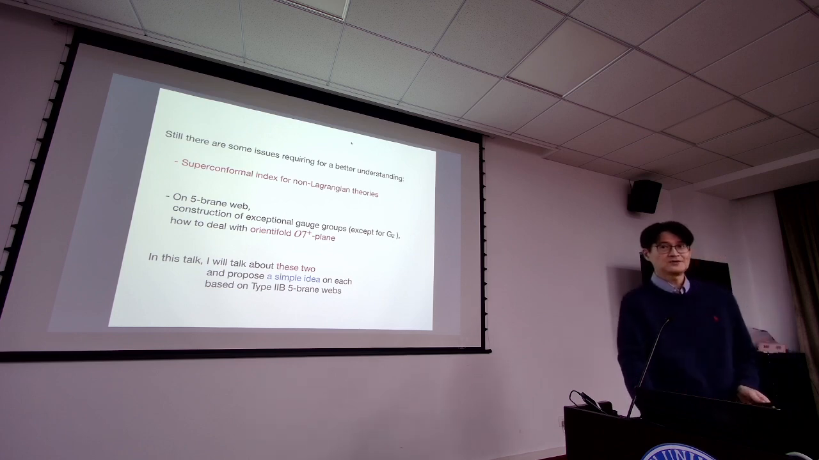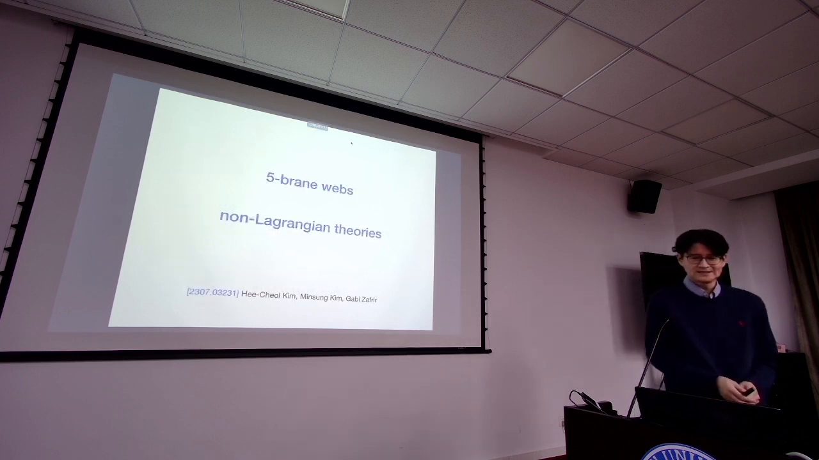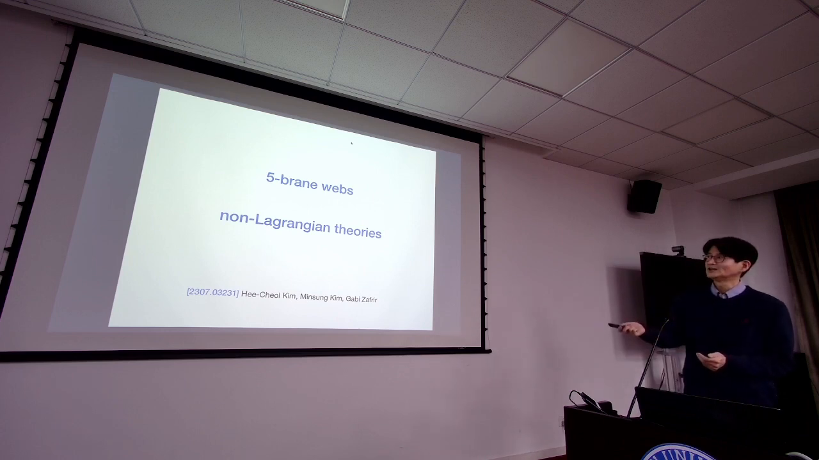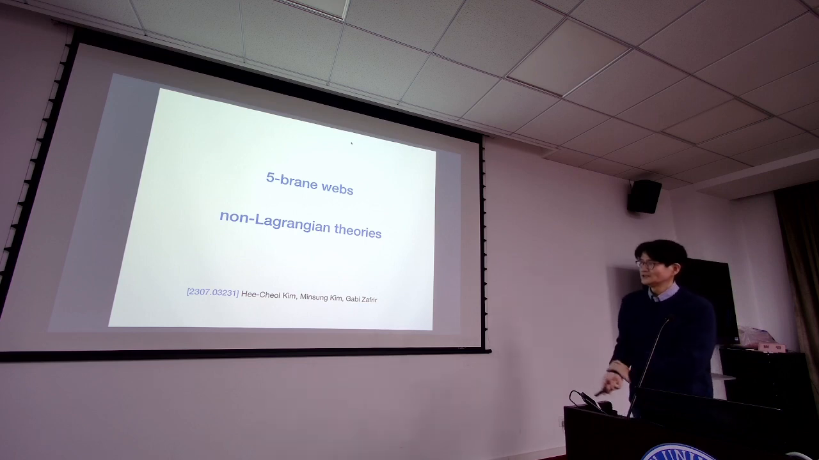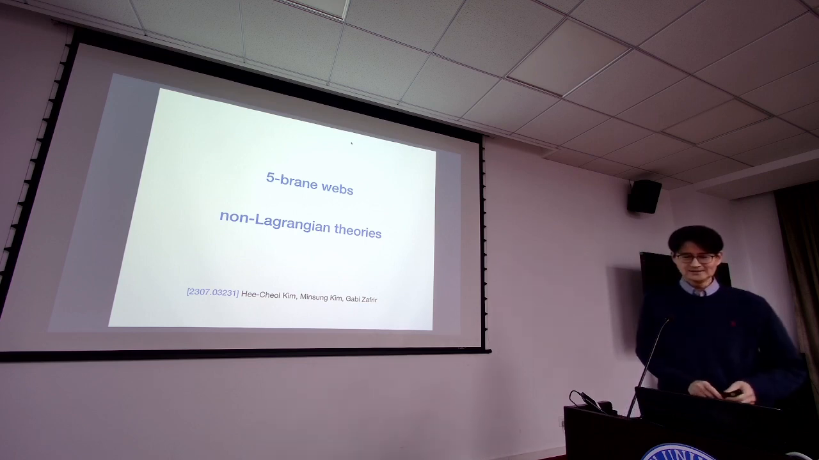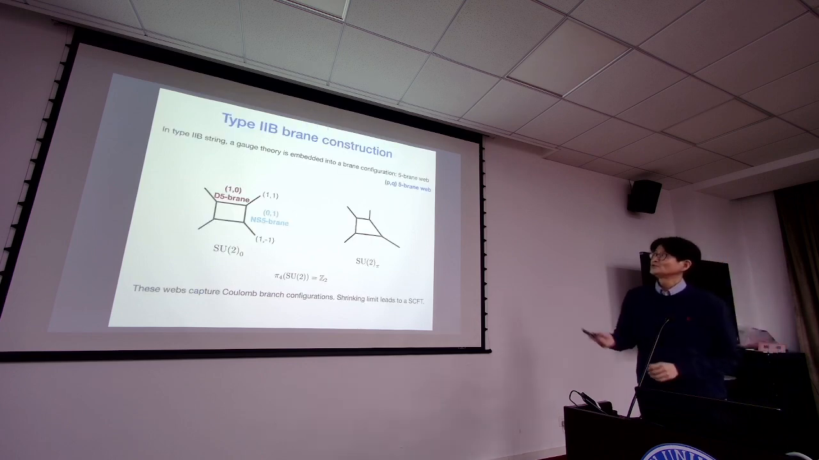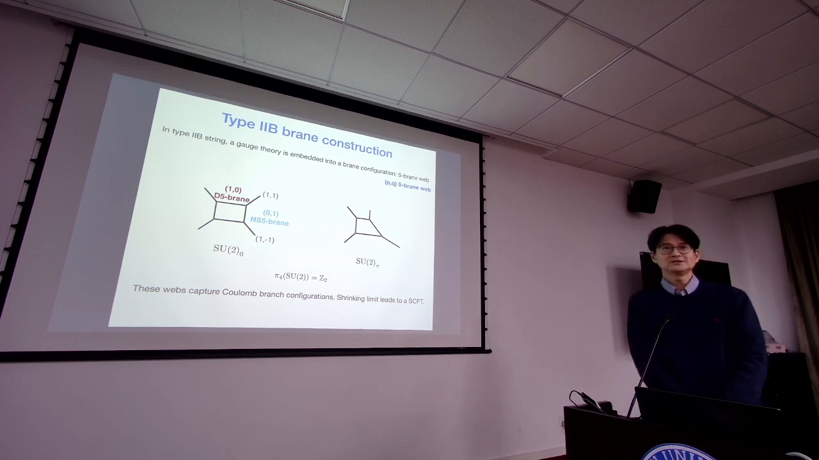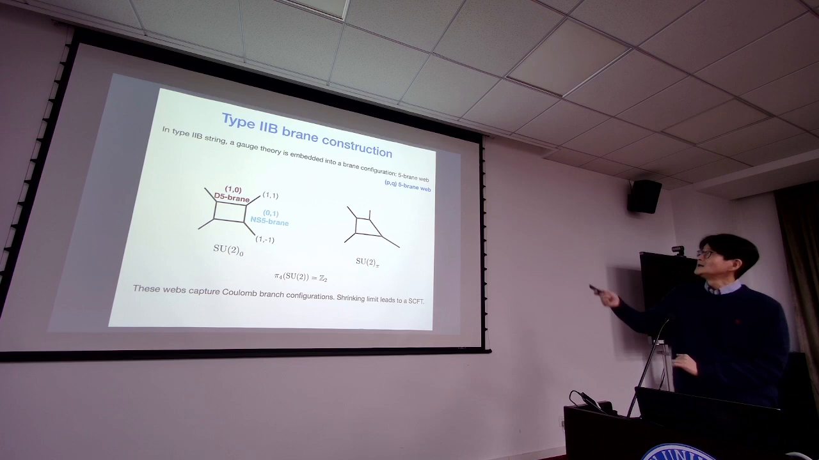As I said, this 5-brane web is important. So let me talk about the 5-brane web a little bit, and also make a connection to the non-Lagrangian theories. And this work is based on these three collaborations. So the type IIB brane construction is that the gauge theory can be embedded into a brane configuration known as a (p,q) 5-brane web, or in short, 5-brane web.